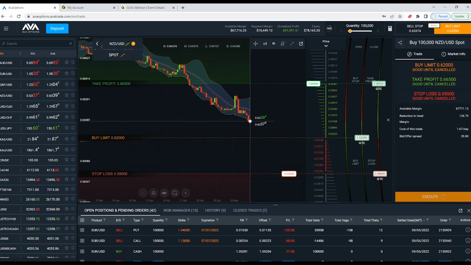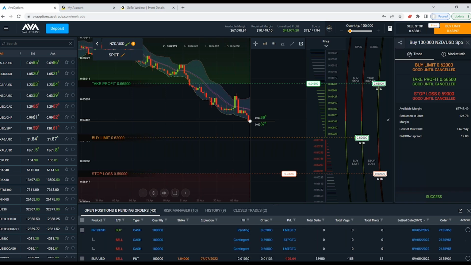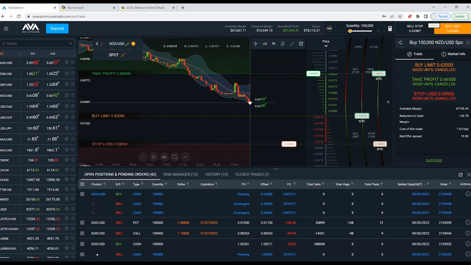Execute, and it's done. And there it is in your open positions. It's all in blue because it's pending. It hasn't been opened. It's a pending buy with a contingent take profit and stop loss. So if it gets filled, the top line will go into white, and the blues will continue.